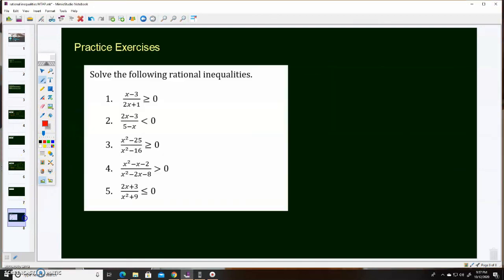That's it. For practice, use these problems to solve these inequalities and follow the steps for more practice. Practice makes perfect.